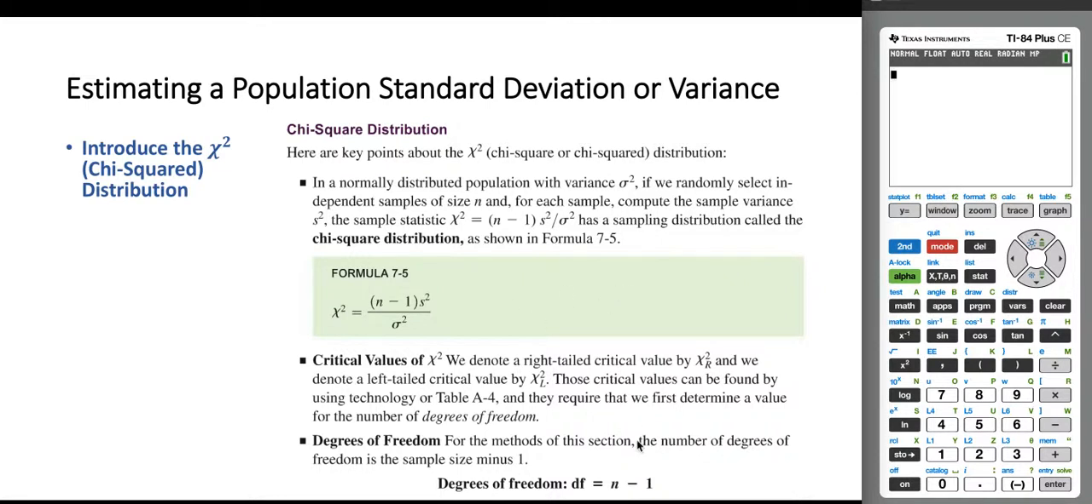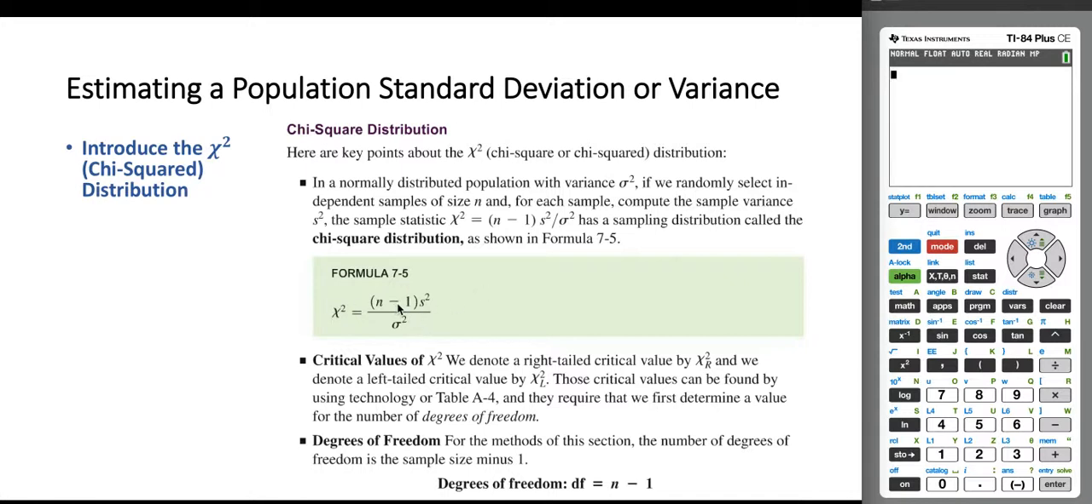The first thing I want to highlight is that once again, we're going to be using degrees of freedom. You remember we used this with the student T distribution. Just like the student T distribution, the chi-squared distribution is going to change depending on the degrees of freedom. And just like before, the degrees of freedom here is going to be the sample size minus 1.